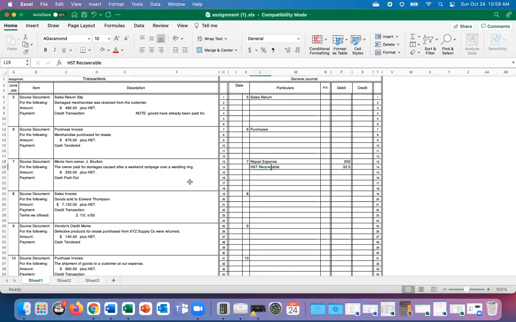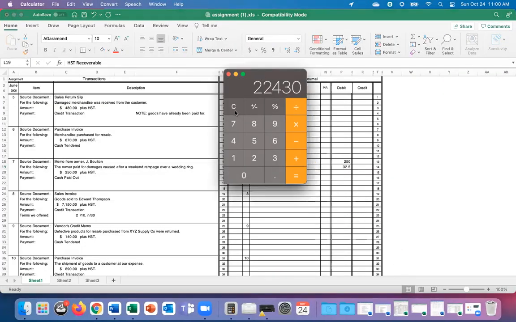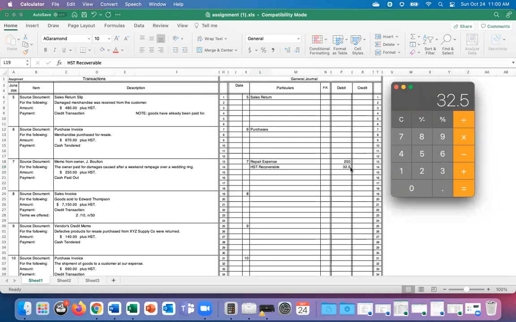So when we do pay HST out to other businesses, we get to claim those later on and use them against our own HST payables that we do have to send to the government. So that's just a quick reminder on that. And then the 32.50 just comes from multiplying the original amount, 250, by 0.13, which is 13%. And so we get that 32.50. So that's how much we were charged in HST that we'll eventually get back.